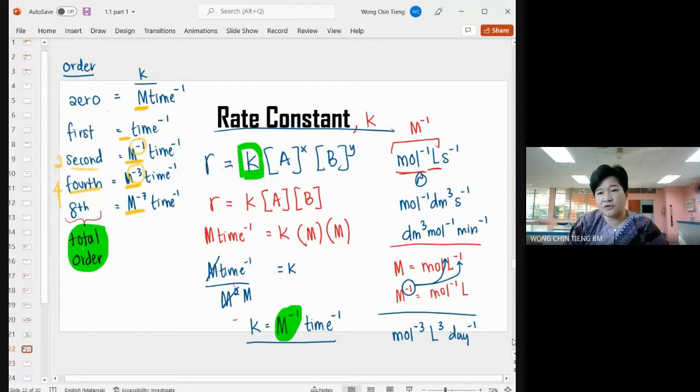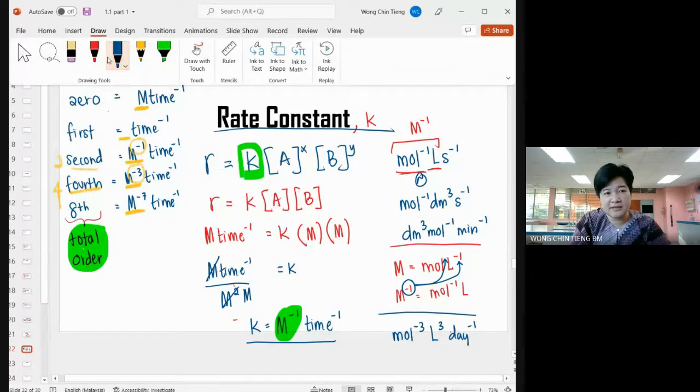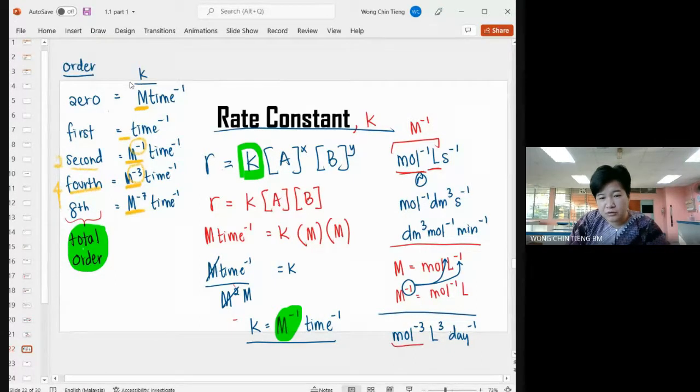Okay? Still sama je. Okay, kat sini sebenarnya kalau kamu tengok betul-betul, mo tiba-tiba jadi negatif. Bila mo tiba-tiba jadi negatif, hang tahu dah. Kat sini mo dah terbalik. Betul? Bila mo dah terbalik, bermakna M adalah negatif. Negatif berapa? Tengok dia kuasa berapa.